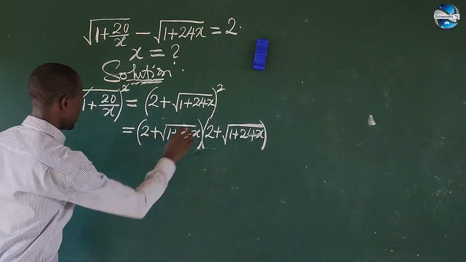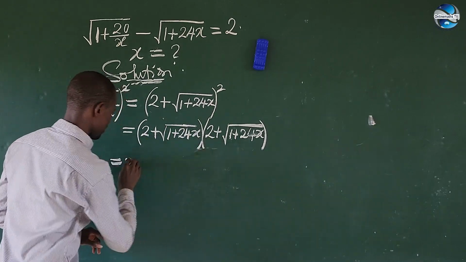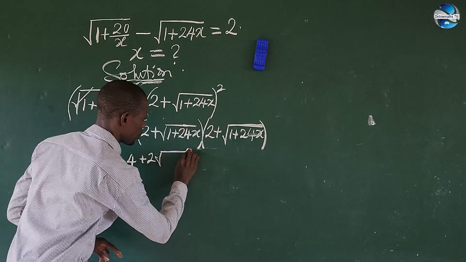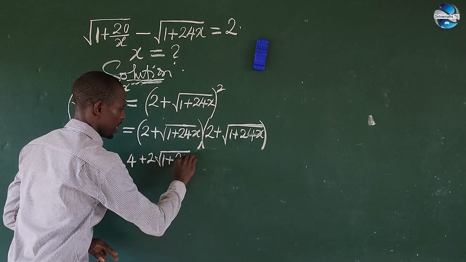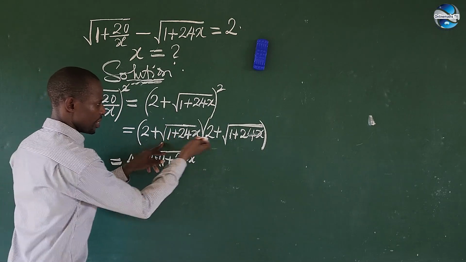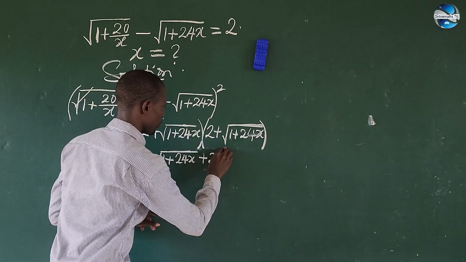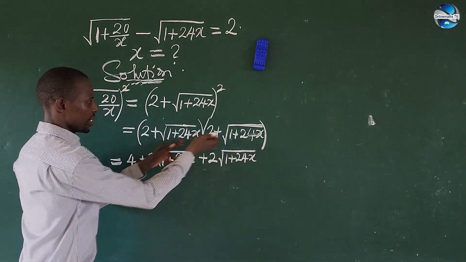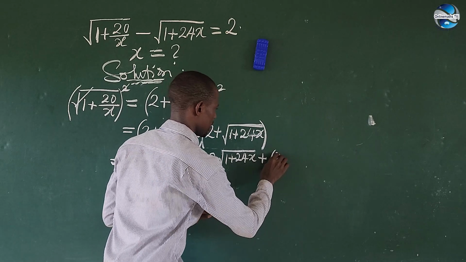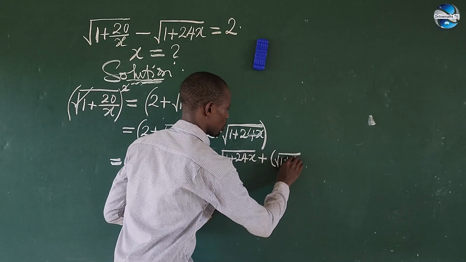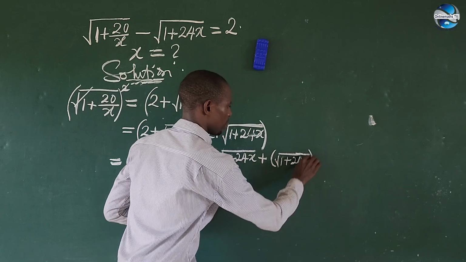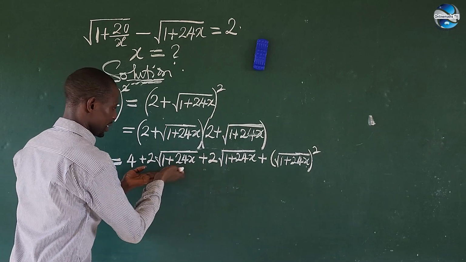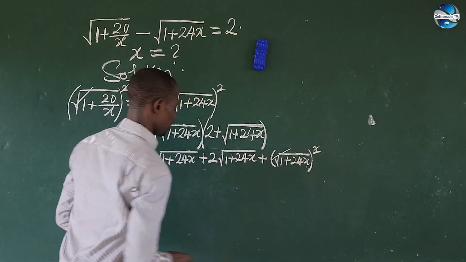When we open this, 2 times 2 gives us 4. 2 times the root gives us plus 2 times the square root of 1 plus 24x. Then the root times 2 gives us another 2 times the square root of 1 plus 24x. Then the root times the root gives us plus the square root of 1 plus 24x, all to the power of 2. Easy. We are going systematically, and so we can add these two together.